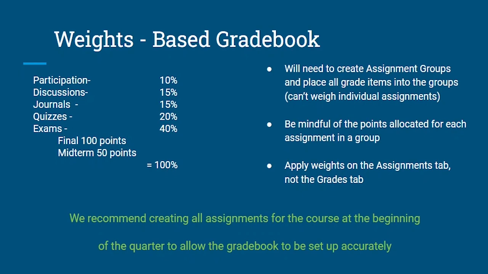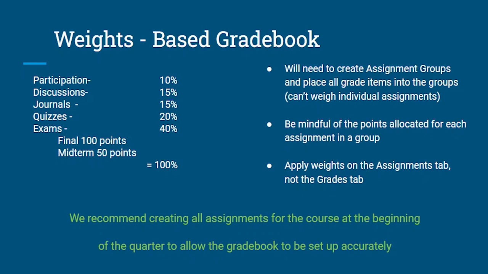And I want the final to count for twice as much as the midterm within that assignment group. To do that, I've given the final 100 points and I've given the midterm 50 points. So with those point values, the final is worth twice as much as the midterm within that exams assignment group, which in the overall grading scheme accounts for 40% of the course.